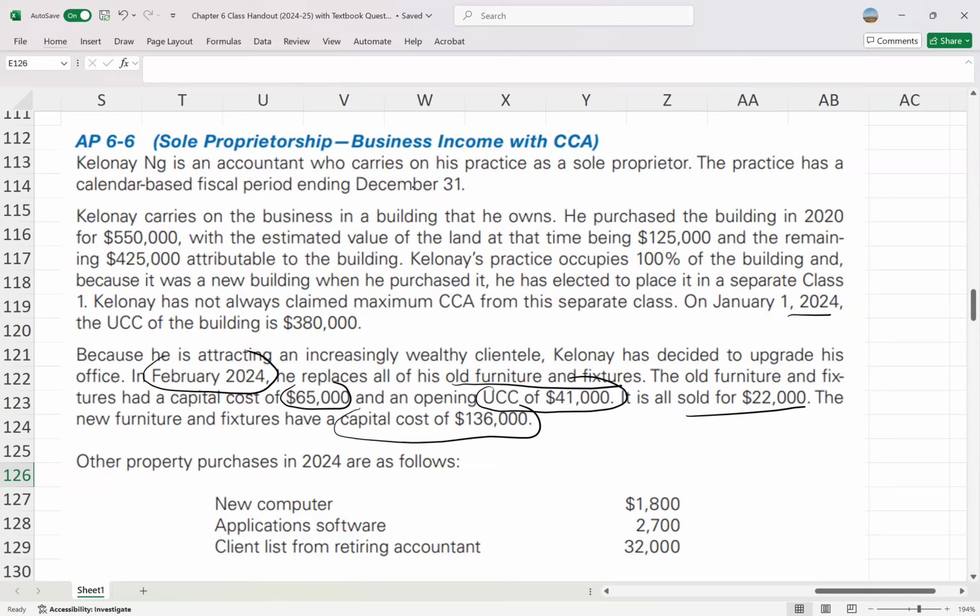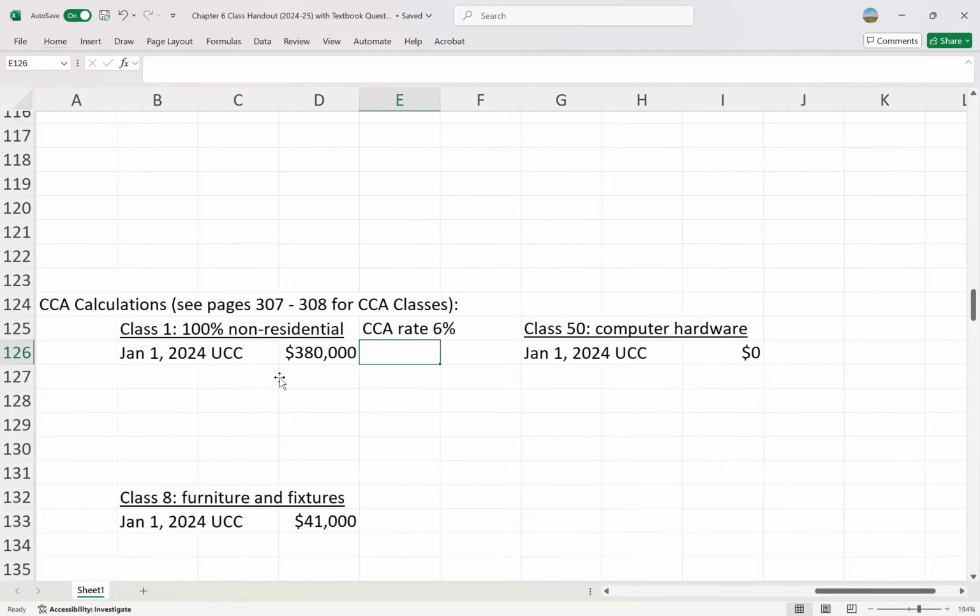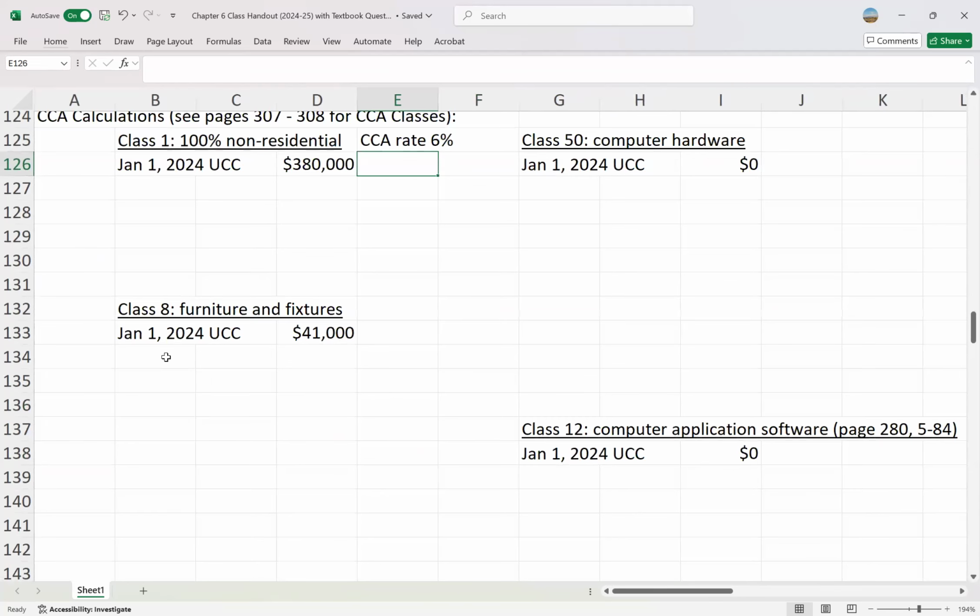So furniture and fixtures go into class 8, and class 8 has a 20% CCA rate. So I'm going to just focus on class 8 using the data that was given. He bought a bunch of furniture probably a few years ago for $65,000. At the beginning of the year, the balance is $41,000. He sold all of it for $22,000, and then he bought a bunch of new furniture for $136,000. All of this is going to go into class 8. So let's go over to class 8 and unpack all that information.